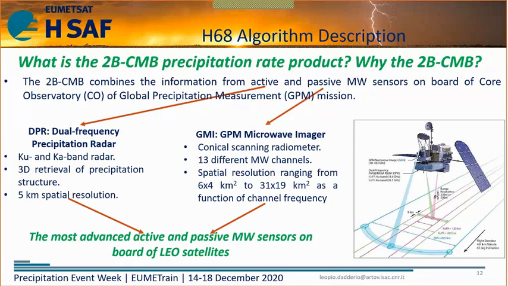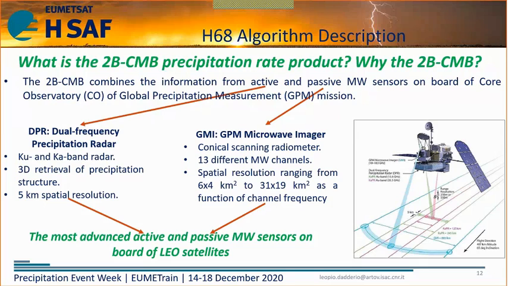The active sensor is the DPR, the first dual frequency precipitation radar on board of a LEO satellite. It has a Ku and Ka band radar, and it provides a three-dimensional retrieval of the precipitation structure with a 5 kilometer spatial resolution. This is horizontal spatial resolution because the vertical spatial resolution is even higher.